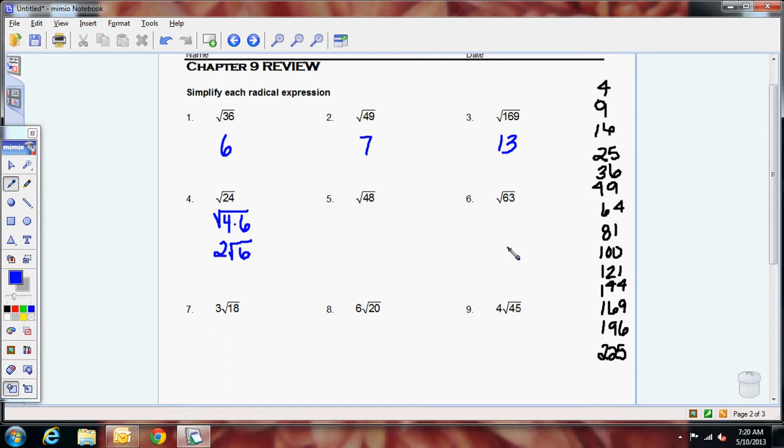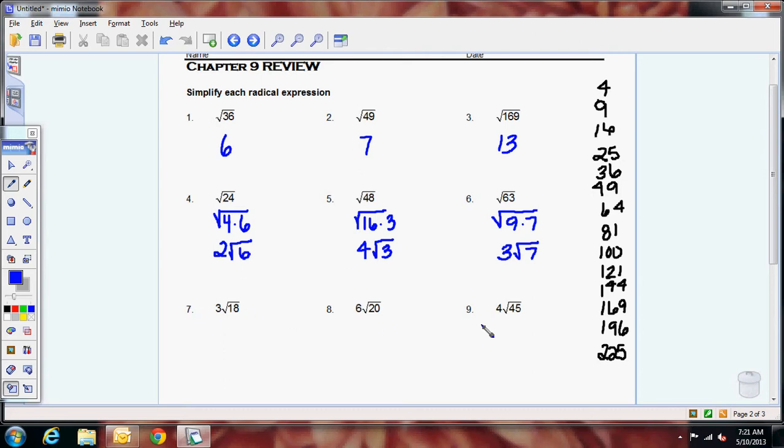Alright, 48. That's not a perfect square, so find the biggest perfect square that will divide into 48. Now some of you might have picked 4. 4 does work, but remember it has to be the biggest perfect square. So the biggest perfect square would be 16. 16 times 3 gives us 48. So 4 root 3. 63. 63 is not a perfect square. The biggest perfect square you can divide into 63 would be 9. 9 times 7 gives us 63. Square root of 9 is 3. 7 is a decimal, so radical 7.